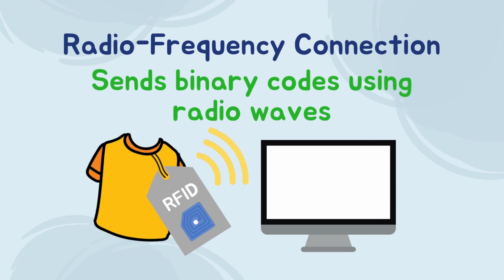The last type of connection is radio frequency connection. This type of connection sends binary codes to the receiving smart device using radio waves. Unlike the previous connections, radio frequency connection covers over a very long distance. An example of a radio frequency connection is RFID, or radio frequency identification. RFID can automatically identify objects fast. RFID can be used to track animals, vehicles, clothes, and many more.